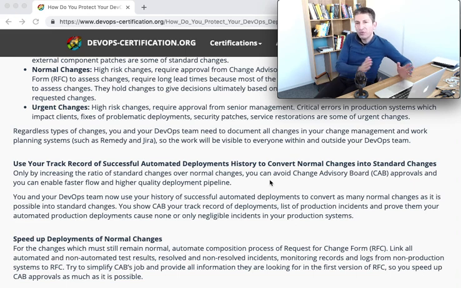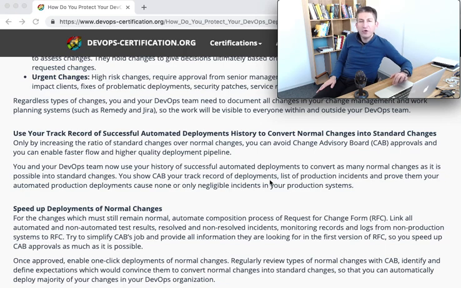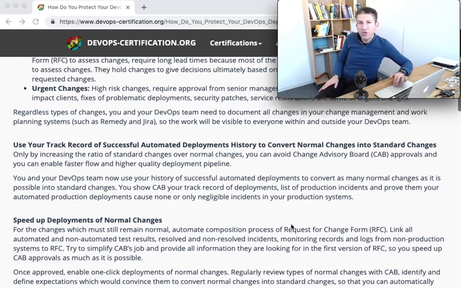Most of the companies use planning systems, either Remedy or Jira, so the work will be visible to everyone within and outside your DevOps team. So use track record now. Okay, these are different types of changes.